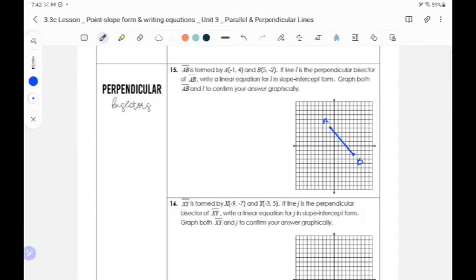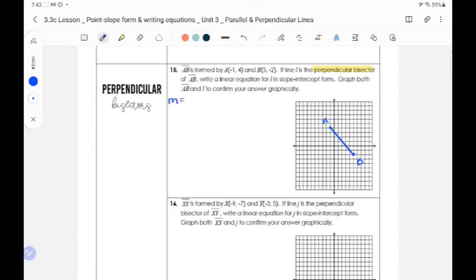If line L is the perpendicular bisector, that wasn't a good underline, let me highlight. Perpendicular bisector of AB, write a linear equation for L in slope-intercept form. Graph both AB, yay, we already graphed it, and L to confirm your answer graphically. So here's what I need to know. First of all, it's a perpendicular bisector. So perpendicular means I need the negative reciprocal slope. So I know I need the slope of AB.